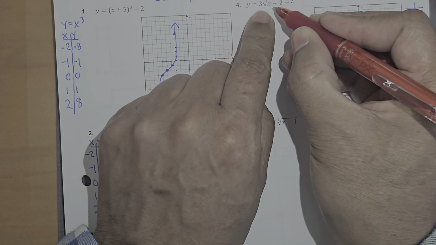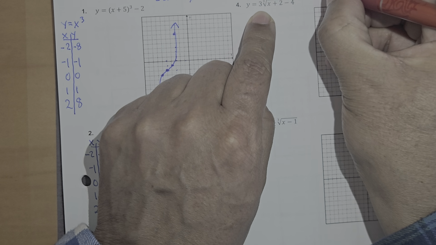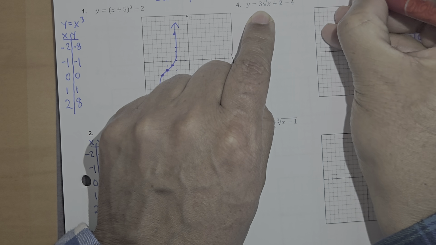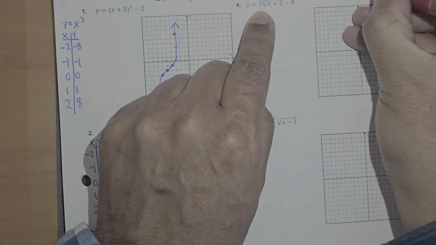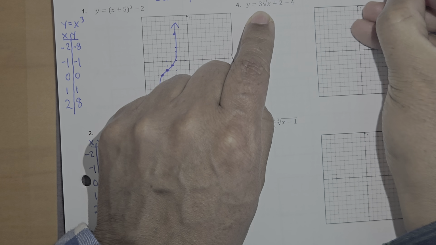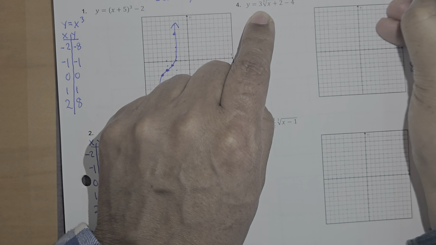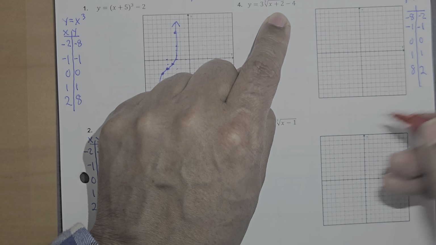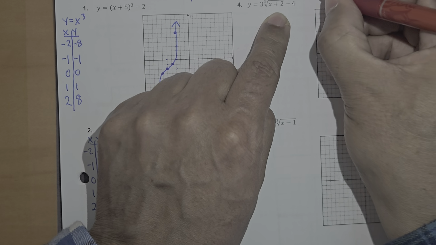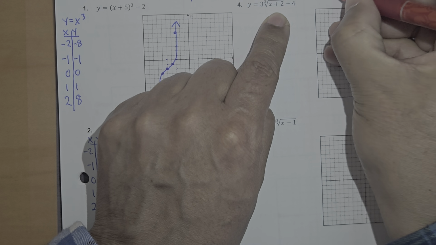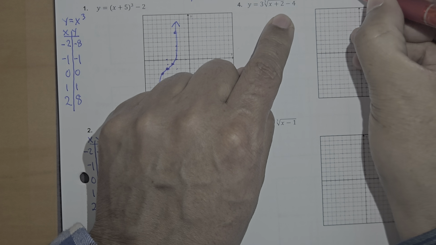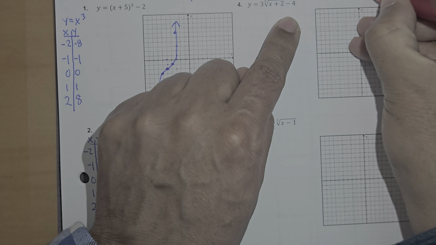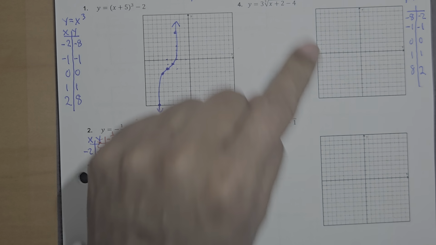So first, there's a 3 in front of the radical. That 3 is going to create a vertical stretch by a scale factor of 3. Okay, vertical stretch by 3. That plus 2 inside of the radical is counterintuitive. It's going to go to the left 2, because you might think this goes right. No, it goes left 2. Then the minus 4 is going to make the graph go down 4 units.